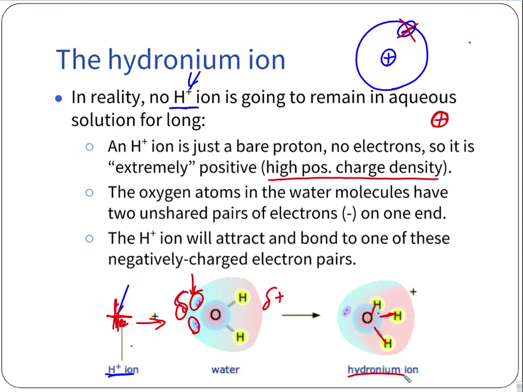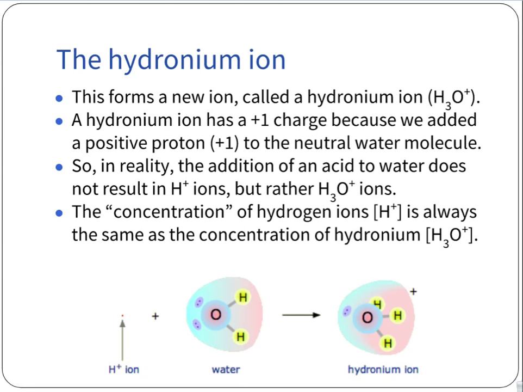So hydronium is an ion, H3O+. So it has 3 hydrogens. You can see that, 1 oxygen. It is an ion and not a compound, not a molecule, because we just added a proton. Water's neutral. We added a positive charge, so it's going to be H3O+.